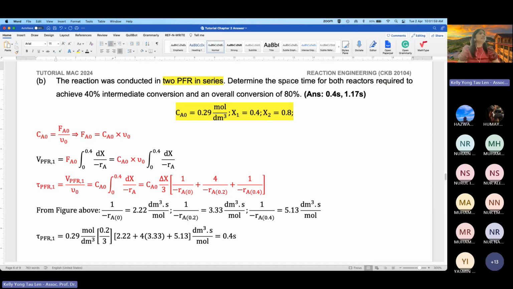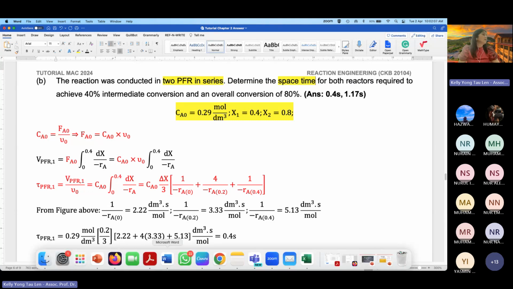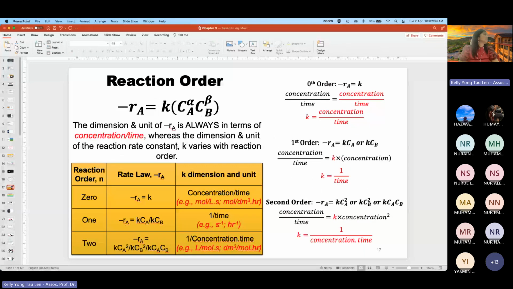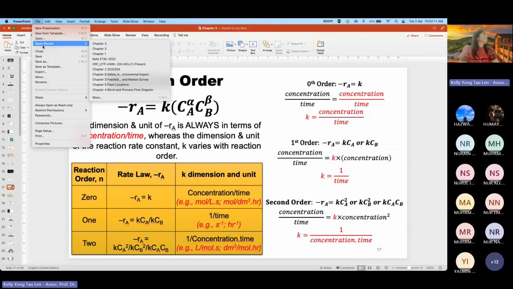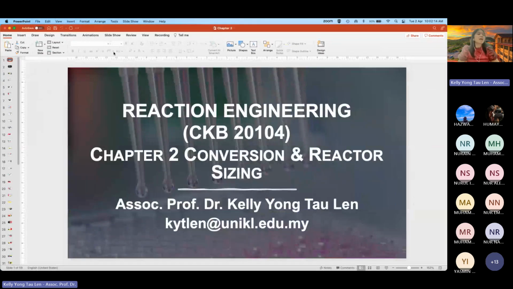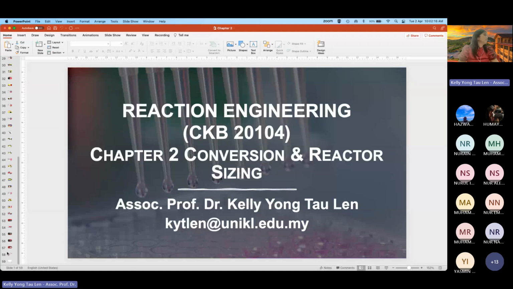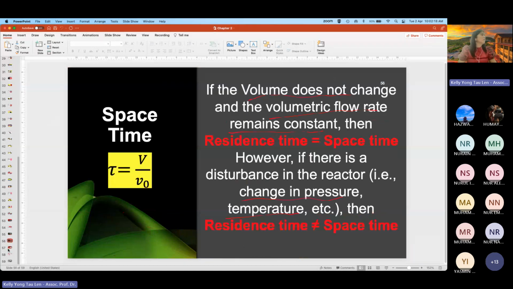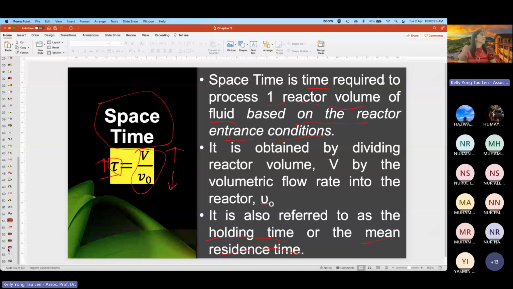So they say, determine the space-time. Okay, so you just learned yesterday about the concept of space-time. Let me refresh back. Sorry, this is chapter 3. Let me refresh back space-time. If you cannot remember, this was what we learned yesterday, the concept of space-time.